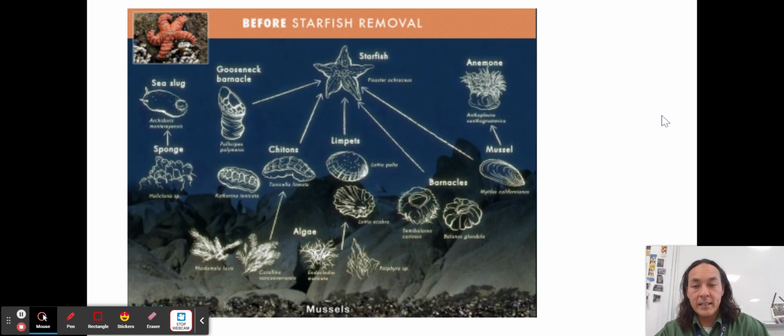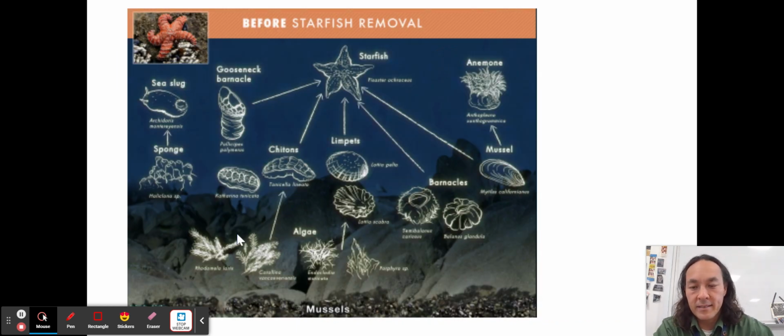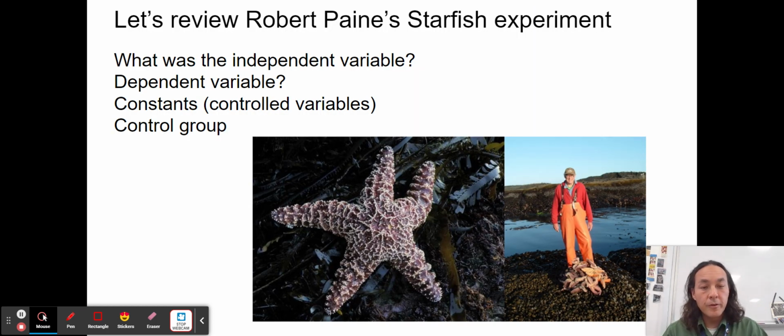Okay, hopefully you got the independent variable was that Robert Payne removed different species, and then he saw the effect on the biodiversity of the tidal pool. So the removal of a species, such as the starfish, would be the independent variable. He manipulated or changed that. And the dependent variable is the resulting biodiversity in the pool. You could graph that on the y-axis, right? Which species are left. A control group would be a tidal pool that he left alone, that he didn't touch or interfere with, that can serve as a standard for comparison.